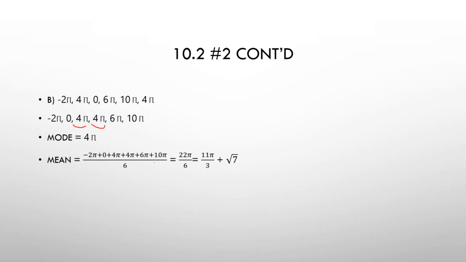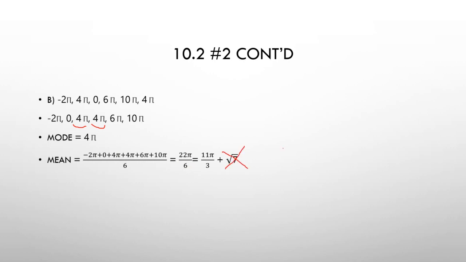To find the mean, I needed to add up all the numbers. So I'm adding -2 pi plus 0, that's just -2 pi. -2 pi plus 4 pi gives me 2 pi. 2 pi plus 4 pi makes 6 pi. 6 pi plus 6 pi gives me 12 pi, and 12 pi plus 10 pi gives me 22 pi. So I have 22 pi. There are 6 numbers, so I divide by 6. I started by reducing, and so I have 22 pi over 6, which reduces down to 11 pi over 3.